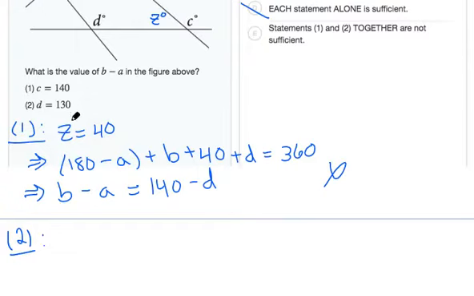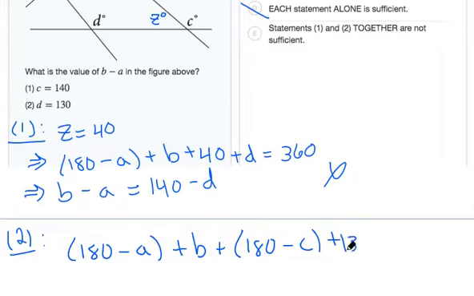Statement 2 says d is 130. We can do a similar substitution as we did last time. If d is 130, we know that we have 180 minus a plus b plus 180 minus c plus 130 equals 360. Simplifying this a little bit, just like we did before, we can end up with b minus a equals c minus 130.